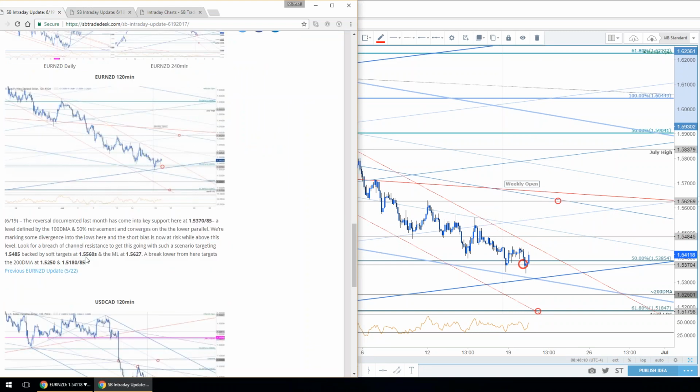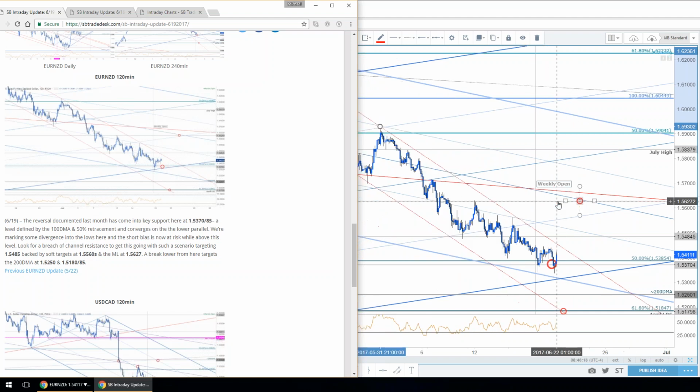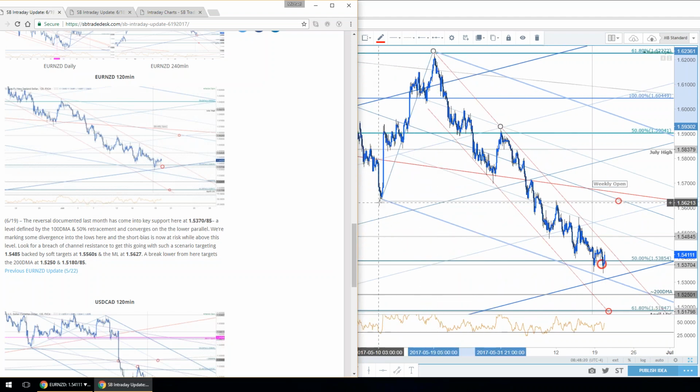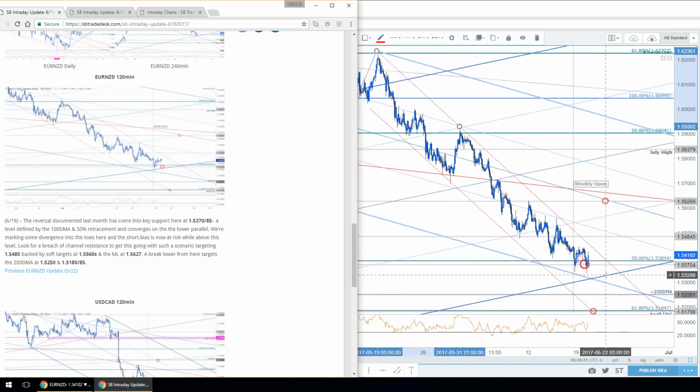Soft target at 55.60s, which is right around where this is, right here. And then you have the ML, which is 56.27. That's this key region right here. Very nice pivot in price, and the former swing low from back here in May. So that's sort of where I'm looking at as far as the Euro Kiwi play.